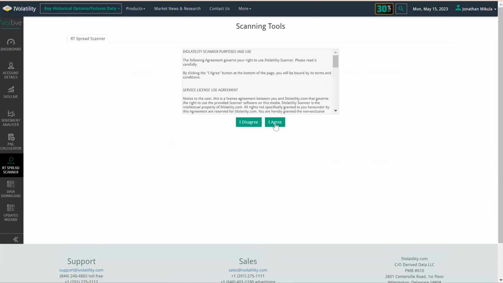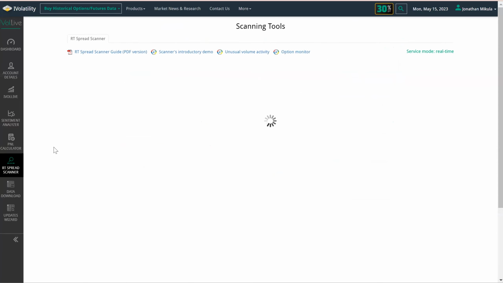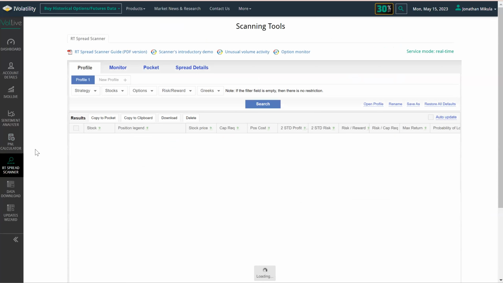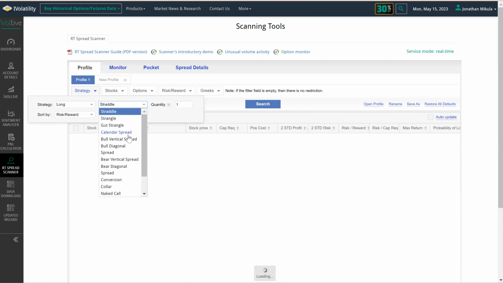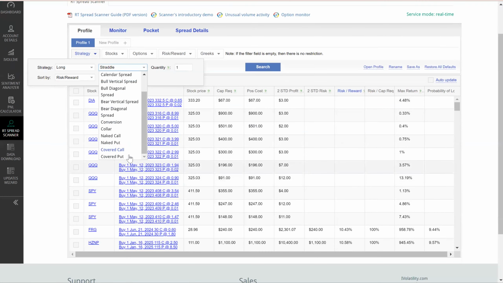Next Tuesday, we're going to do the real-time spread scanner. So I would encourage everybody to join us for that, because what's cool about this is an incredibly powerful tool that's constantly running against the market. And it has all of these strategies available for you to screen against: straddles, strangles, gut strangles, calendar spreads, bull vertical spreads, conversions, collars. Naked call would be buying or selling a call. Naked put would be buying or selling a put. Covered call and covered put.